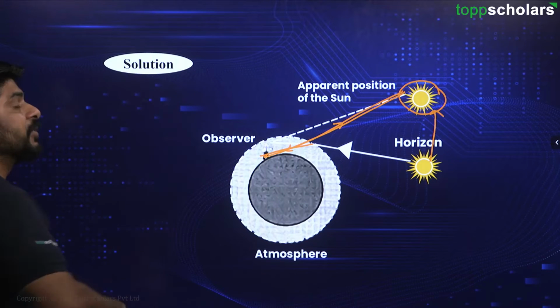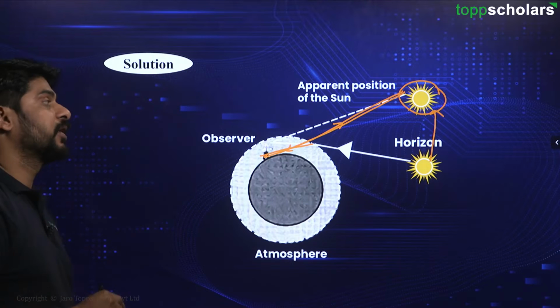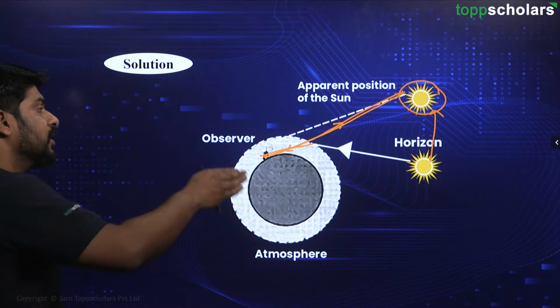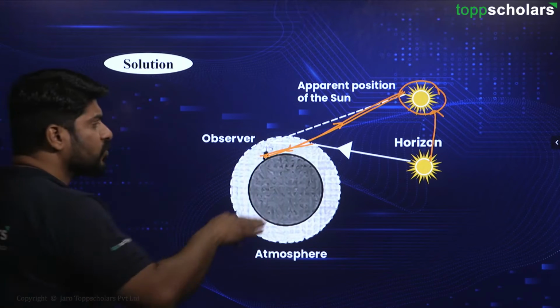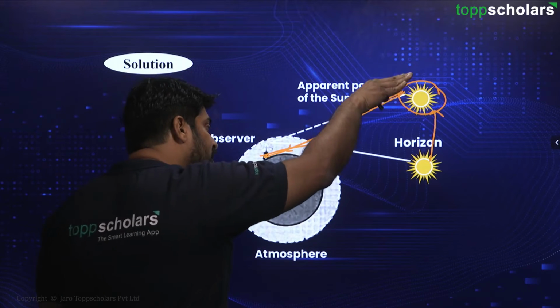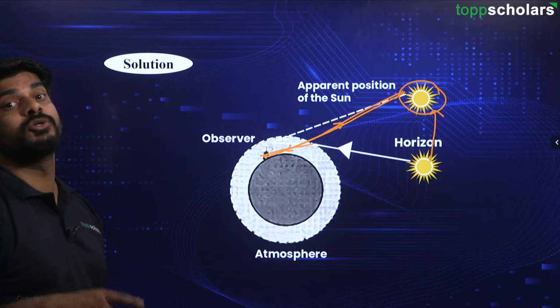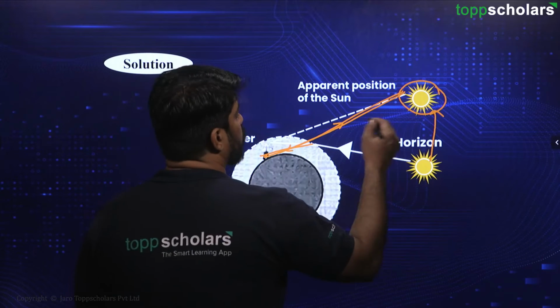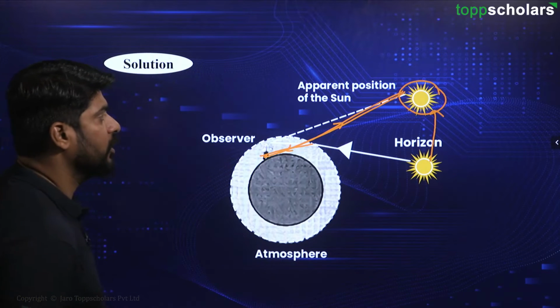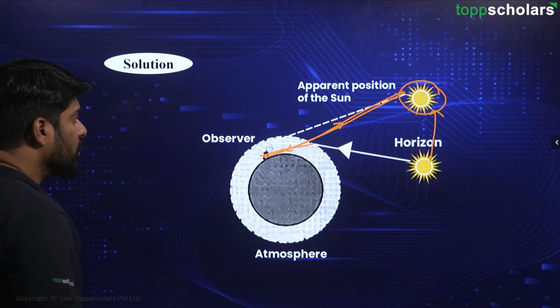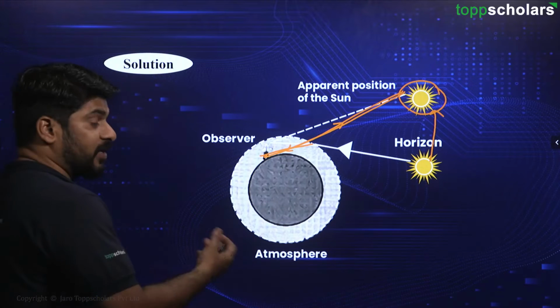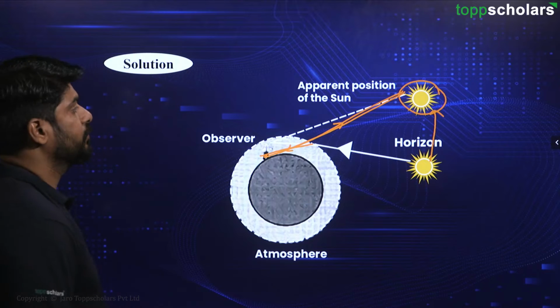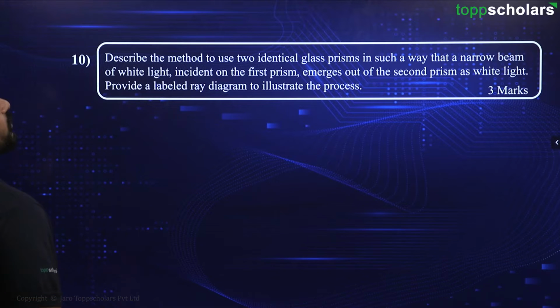The same thing happens during the sunset also. When the sun is near the horizon, even when it has set, you will still be able to see the sun for 2 minutes because of this particular phenomenon only. So this is the concept of early sunrise and late sunset. Moving on to the next question now.